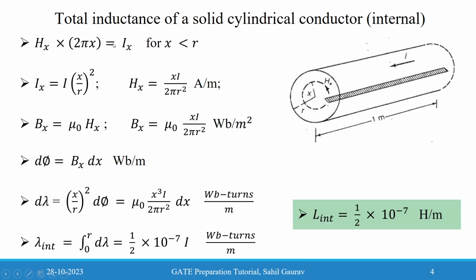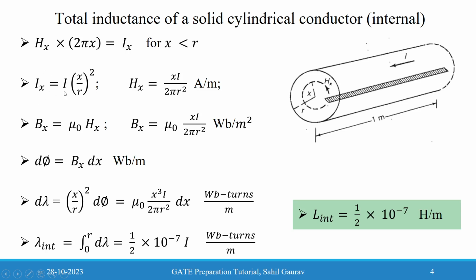So let us see the first case, where we are going to find the internal flux linkage. For finding it, we can use Ampere's circuital law, that is Hx into 2πx, and we will write this expression first, equal to the current enclosed for the radial distance x, where x is less than radius r. And the second expression is how much current we can get at a radial distance x.